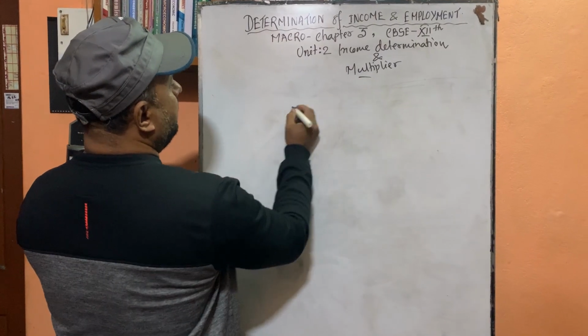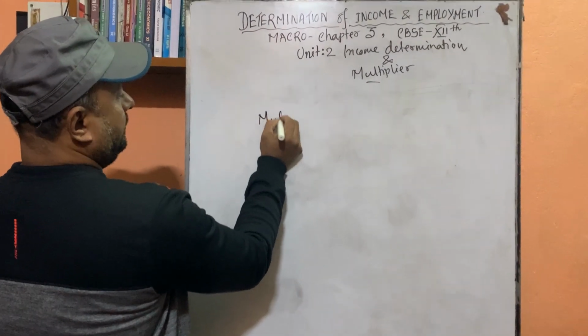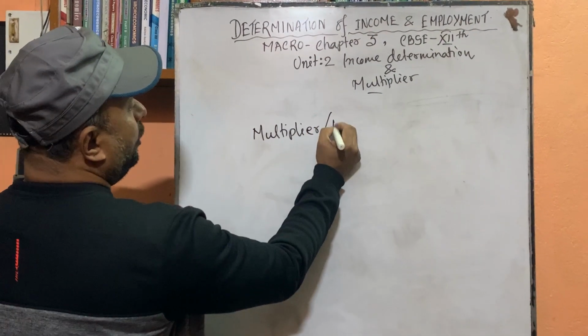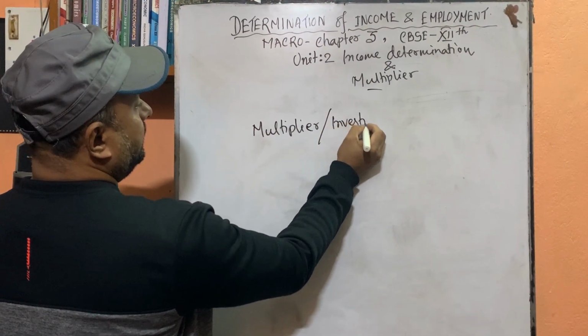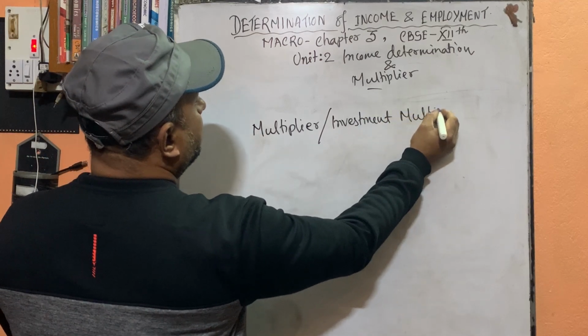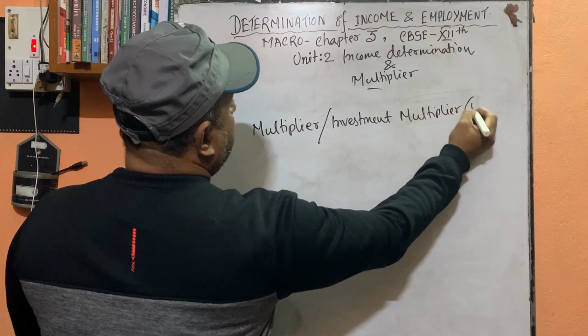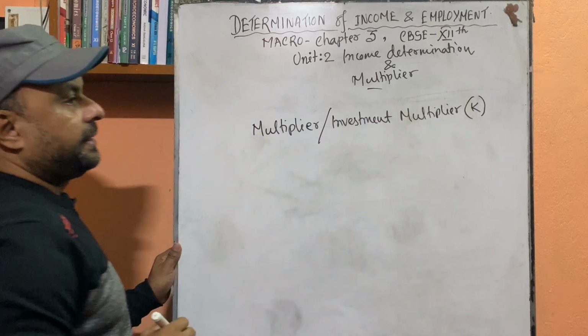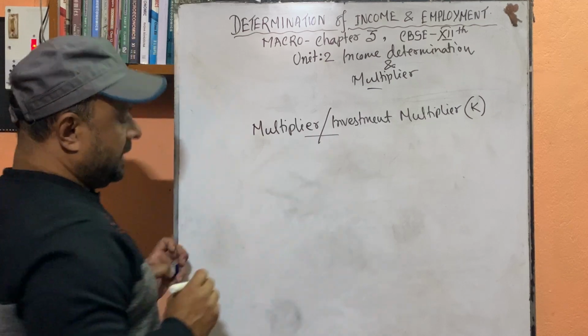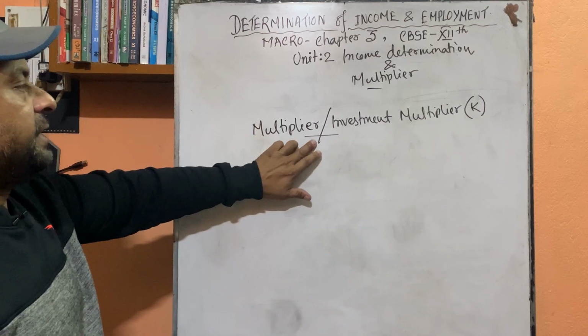Next topic is multiplier. Multiplier, or investment multiplier. Its symbol is K. K is the investment multiplier. Okay, now what is multiplier? Multiplier is mainly related with investment.